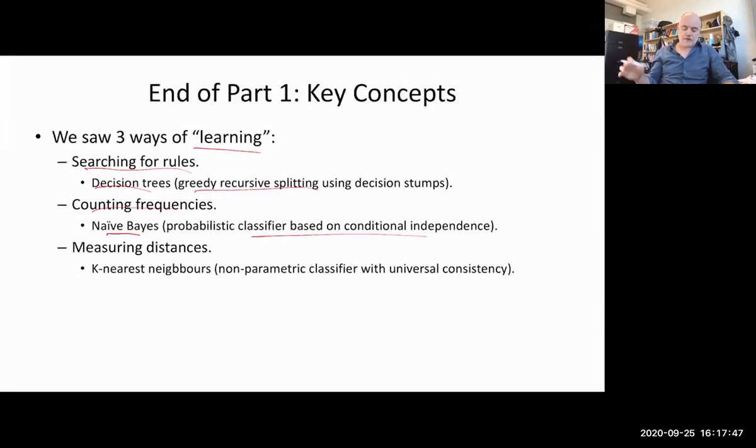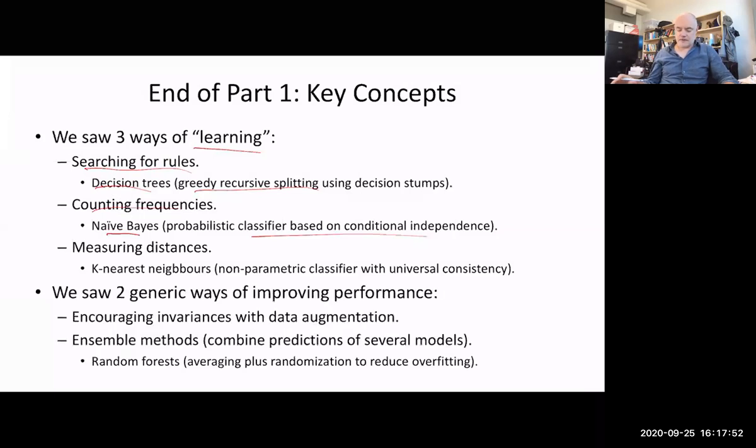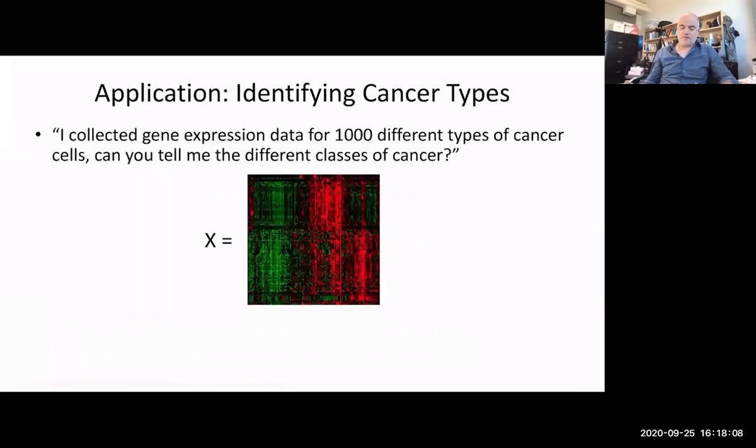And then we introduced k-nearest neighbors, which is a non-parametric classifier with some nice theoretical properties. And we saw a couple of generic ways of improving performance. So we encouraged invariances with data augmentation, like shift, scale, warp, whatever, and for filling out feature space for an image classification problem or something like that. And we talked about ensemble methods, highlighting random forests yesterday and today. Cool.